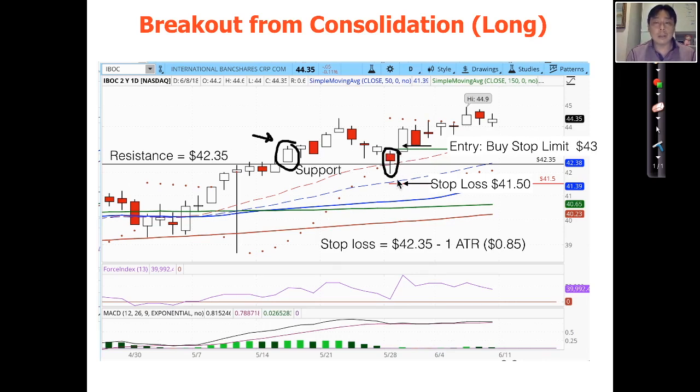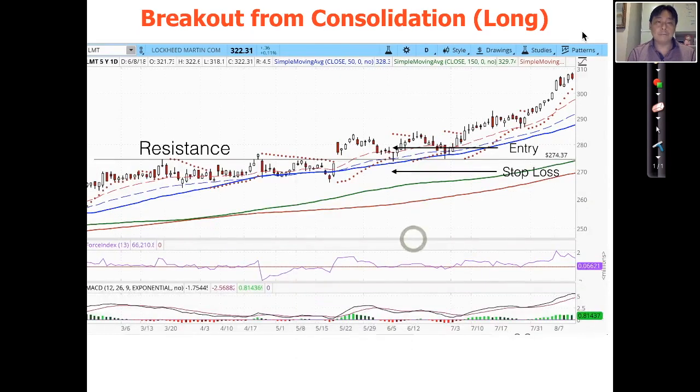My stop loss, again, I measure 1 ATR and place a stop loss 1 ATR below 42.35. So in this case, it's 41.50. So once I have that, this is my 1 hour distance. Okay. And again, notice the ATR is 85 cents in this case. So 42.35 minus 85 cents, that gives you your stop loss level, right? So that was the entry for IBOC.